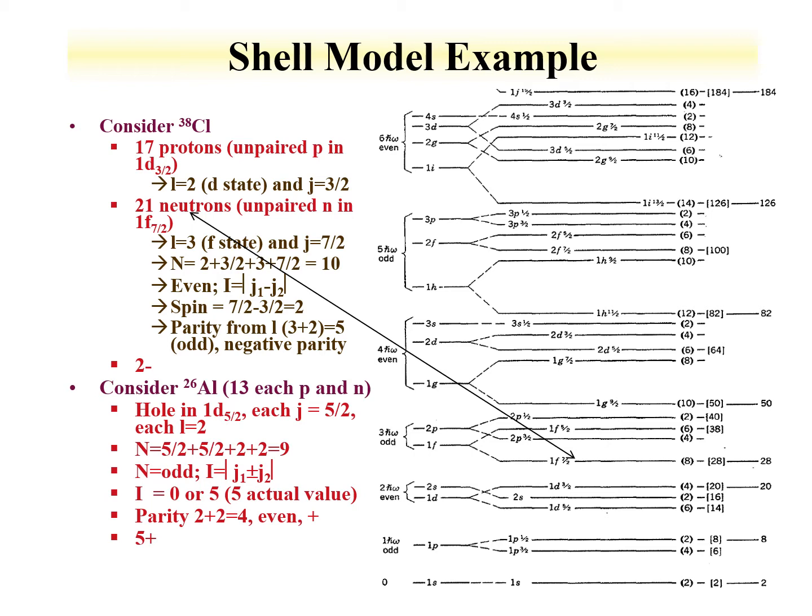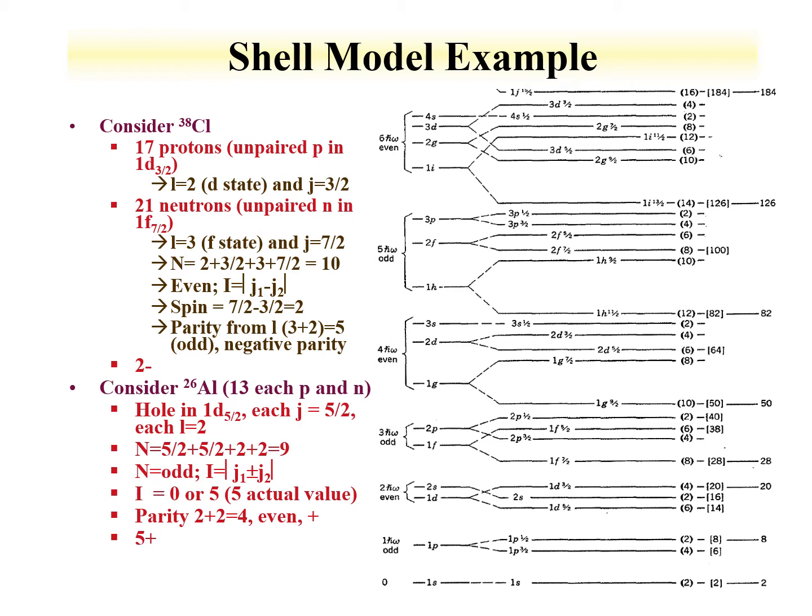So the Nordheim number is just 2 plus 3/2 plus 3 plus 7/2. That's equal to 10. That's an even number, so the spin is just going to be the absolute value of the difference between 7/2 and 3/2. 7/2 minus 3/2 is 4/2. The spin is 2. The parity is from the L's. So that's 3 and 2. The L is 5, negative parity. The spin is 2. The parity is minus. We expect chlorine-38 to have a spin and parity of 2 minus.